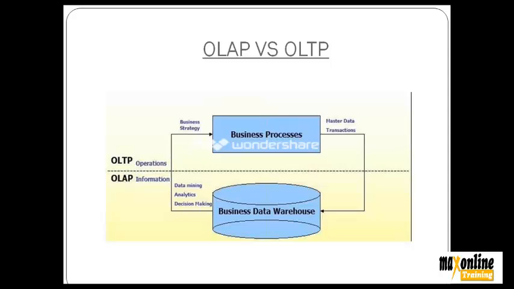OLTP is an online transactional processing system, which is used for operations purposes. For example, you go to a store and you buy something, and whenever you buy, you get a receipt. Some entry goes into your transactional system. The entry would be the item you bought and the quantity that you bought. That goes into your transactional system, which is nothing but the OLTP system.